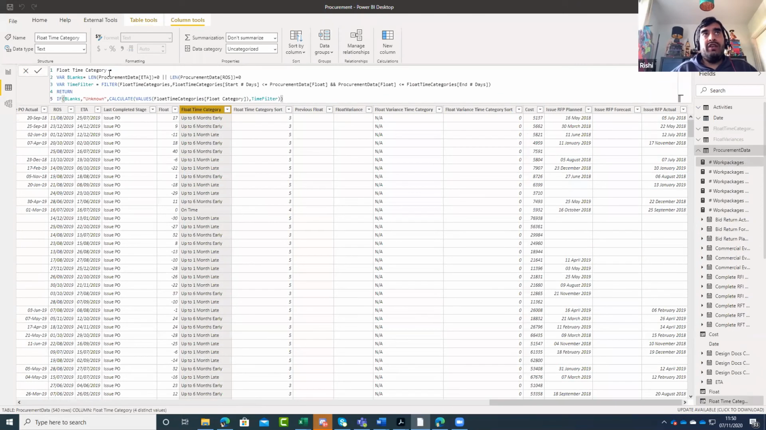Float time category. So it's looking at filtering that disconnected table. This float time categories is just a disconnected table, essentially a lookup table, and it's performing the lookup to say filter it down to where my float is after the start range number and before the end range number, and then return the actual float category. So that's where it returns the category there.